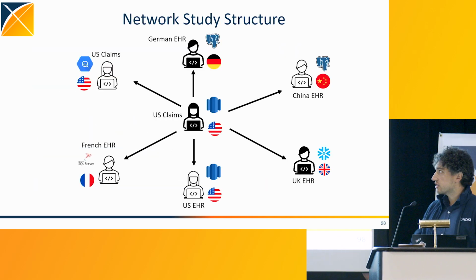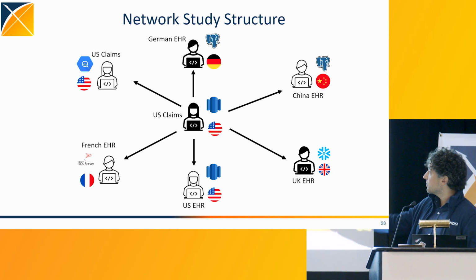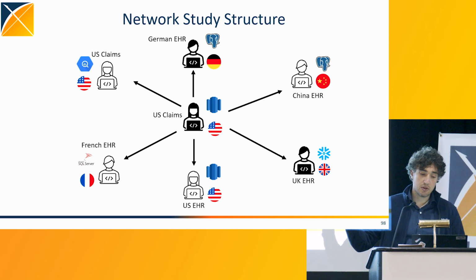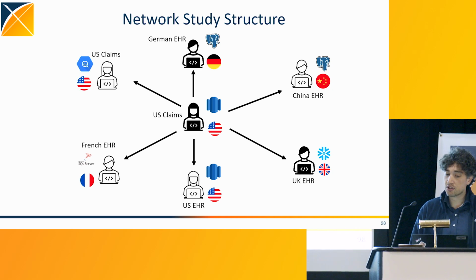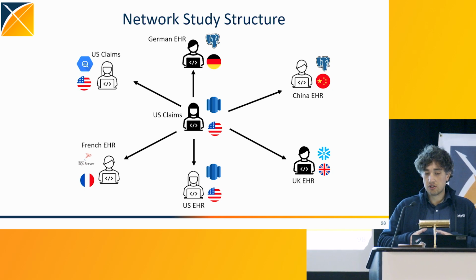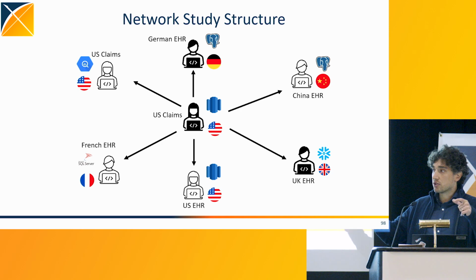So this is kind of what it looks like. We have this network. That's me in the middle, a US claims database. I'm on Redshift. But when I developed this study, I got to pass this to my buddy over in Germany who has an EHR and is on Postgres. So that's hard because Redshift and Postgres are different. There are different IT infrastructures. But we need to be able to run this standardized solution across this network and get the results back from all these different nodes.